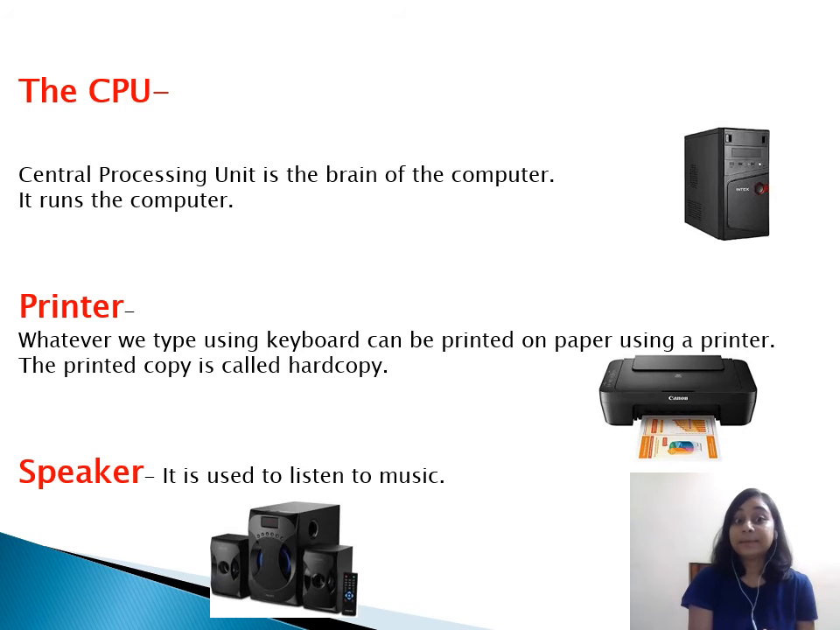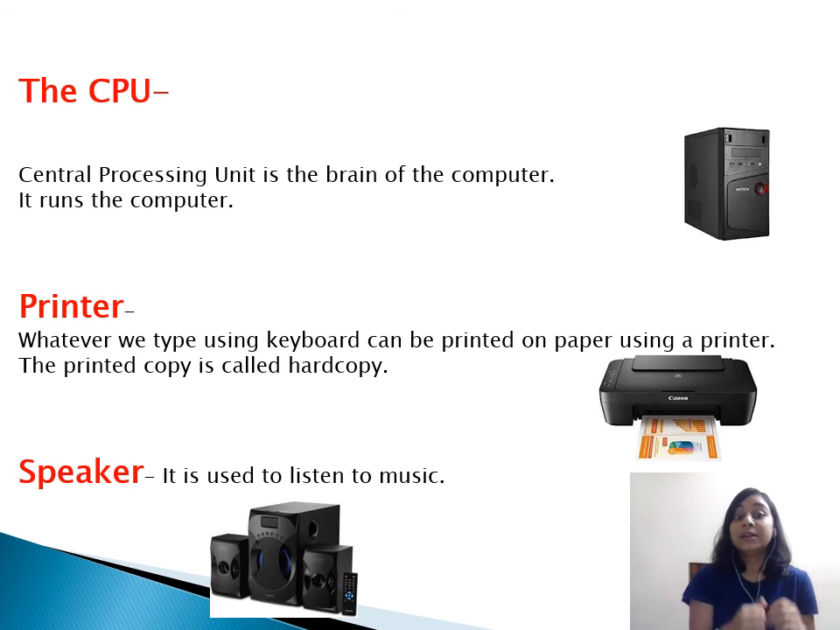CPU. The full form of CPU is Central Processing Unit, and it is the brain of the computer. The CPU is the main part of the computer as it runs the computer. It does the processing part. Okay. See, whatever we type using a keyboard, it appears on the monitor. For example, we want to add 1 plus 1. So the answer is 2. So CPU will do the calculation. It is the brain of the computer. So CPU will do the calculation and it will show on the monitor.